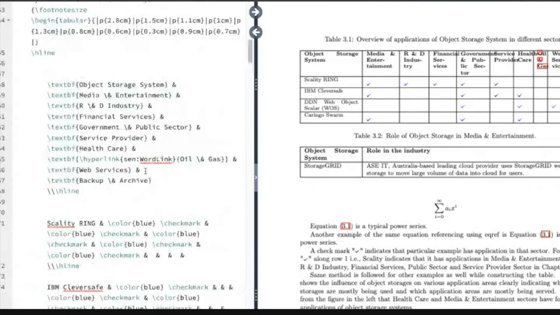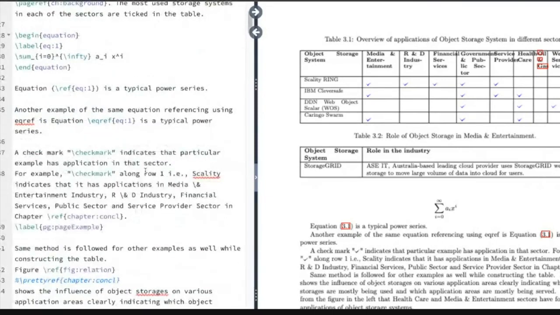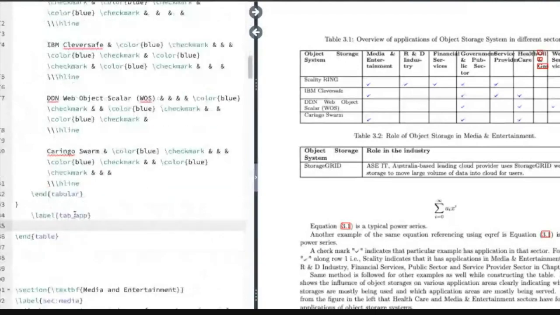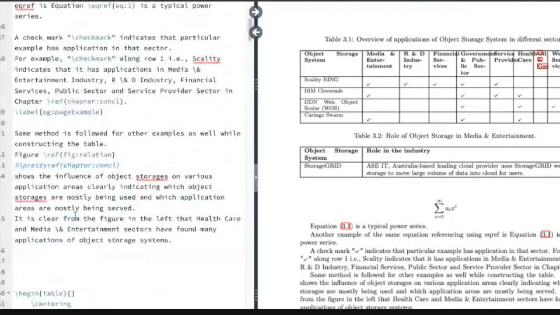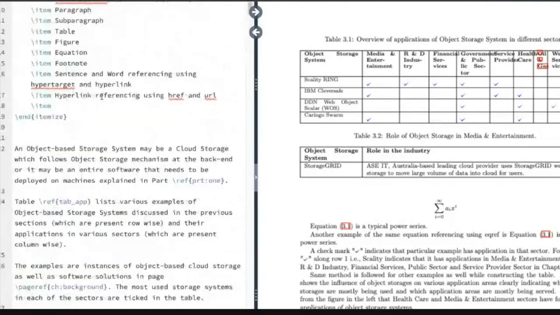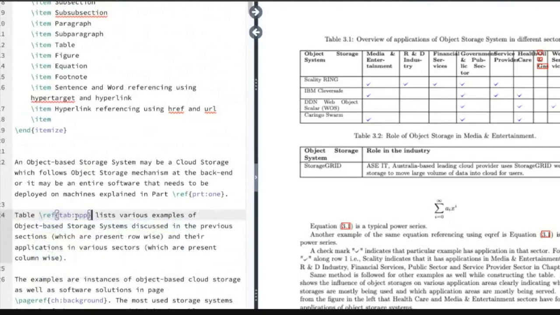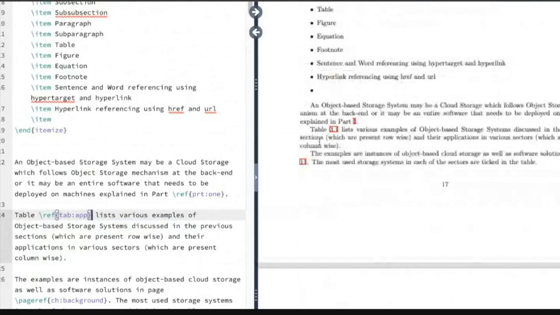Now if you want to refer to this table in the text, you just write table and ref and the name of the table, and it will work. So if I give a table name tab colon app, I have to modify this one also, tab colon app, and then if I run it, this Table 3.1, that means chapter 3 table 1, will come in the text.